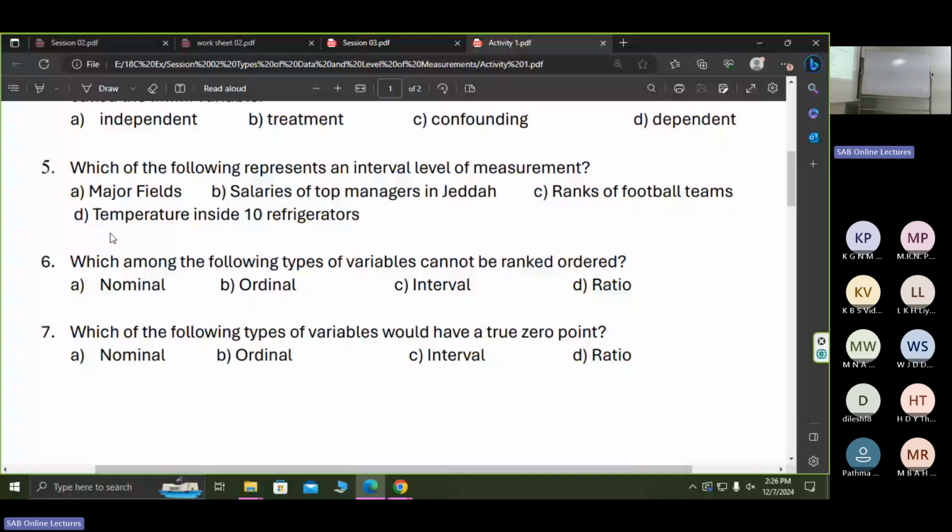Which of the following represents an interval level of measurement? Temperature. Which among the following types of variables cannot be rank ordered? Nominal. Which of the following types of variables would have a true zero point? Ratio. Interval does not have a true zero. There is no absolute zero point.